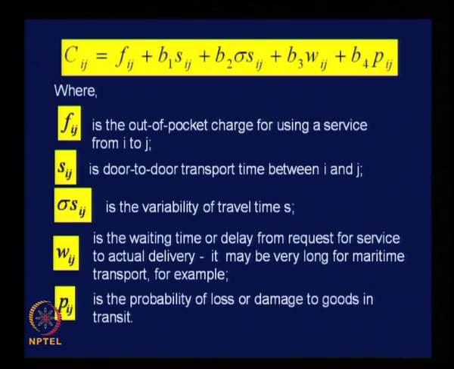And Pij, very important, is the probability of loss or damage to goods in transit. All these factors contribute to the generalized cost of transportation of goods, right. Another related question is this: why the coefficients B1, B2, B3 and B4 for Sij, sigma Sij, Wij and Pij respectively, and why no coefficient for Fij?